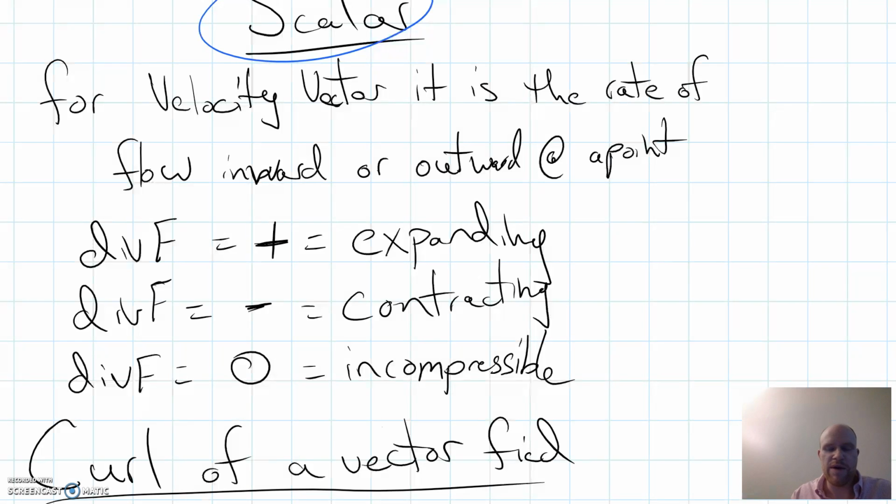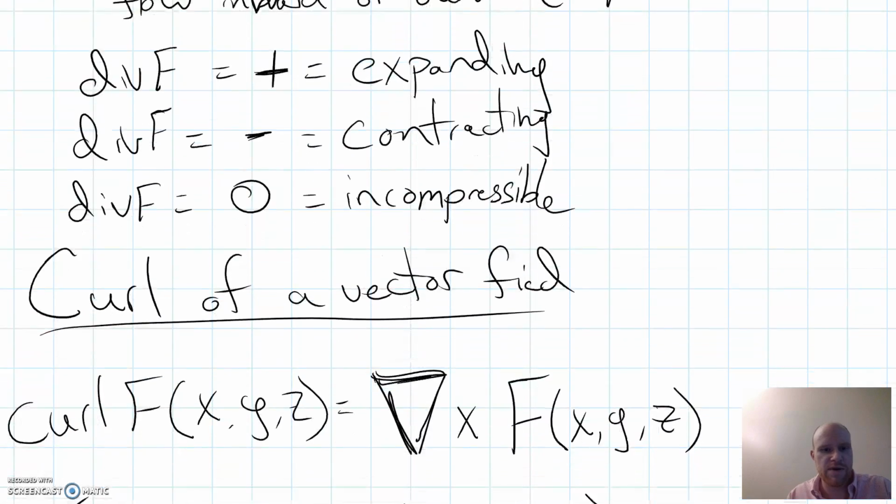And then if the value is zero, this is what would be considered incompressible. And that's kind of for your normal everyday water flowing through a pipe, relatively moderate pressures. That's fairly true, and water flowing through a pipe is a good example of an incompressible flow.